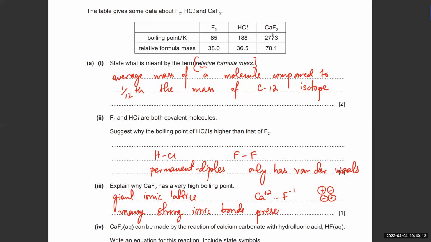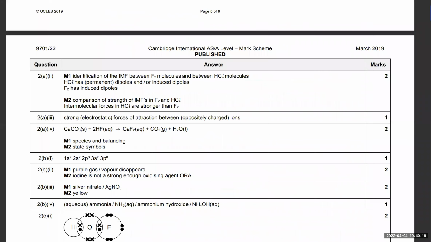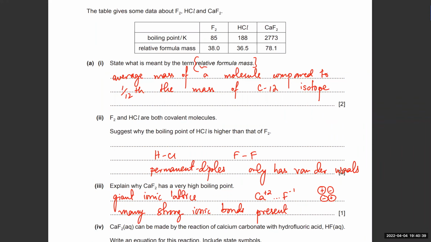So there's going to be strong attraction, which is why it would require a lot of energy. You could also comment on the energy of this. Strong ionic bonds is going to be the same thing as a strong electrostatic force of attraction between oppositely charged ions. So we wrote it's a giant ionic lattice with strong ionic bonds between them, which means the same thing.